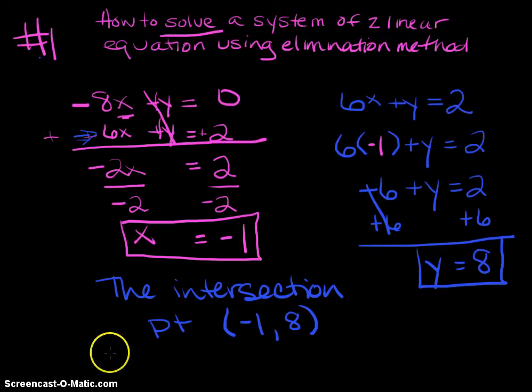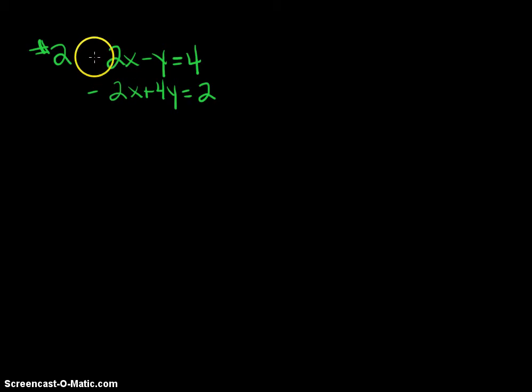Okay, so let's do a second example, example number 2. Okay, guys, so here we are with example number 2, and we have 2x minus y equals 4, and then we have negative 2x plus 4y equals 2. So we're going to look for coefficients that are the same number, but the signs are different. So this is negative 1 and plus 4, so we don't want to eliminate these y's. What we're going to end up eliminating are these x's. Okay, because this is a positive 2x and this is a negative 2x.